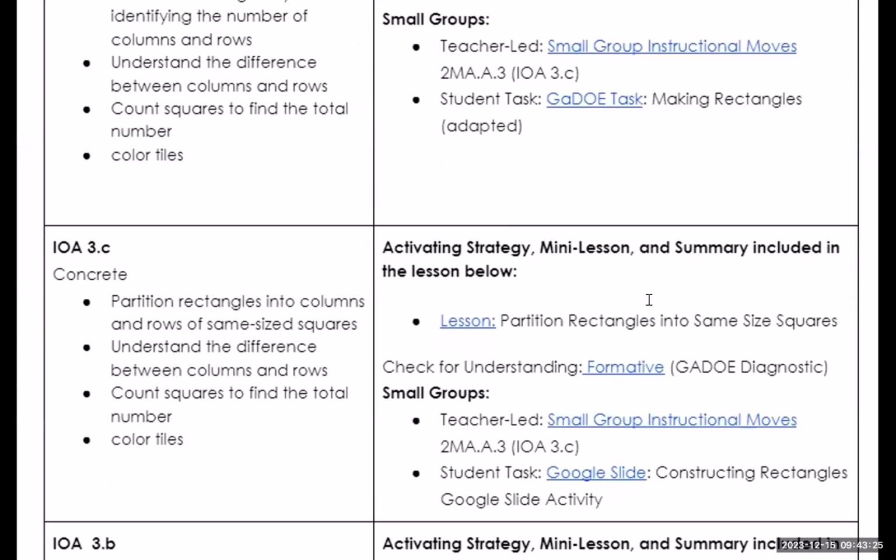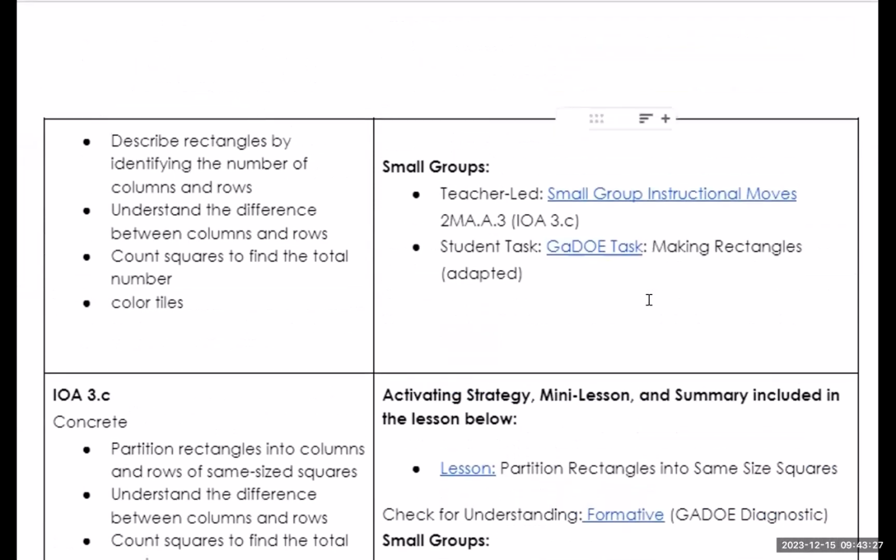Next, students will have 2 concrete days of partitioning into rows and columns in order to count a total number of objects. This will lay a foundation for IOA 3B because students will gain conceptual understanding needed in order to accurately describe array models using addition and multiplication equations.